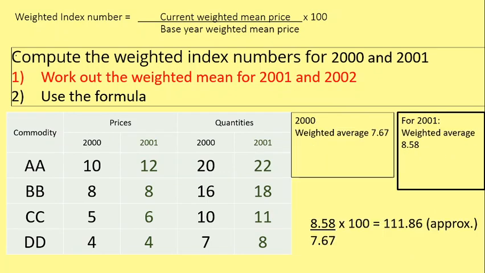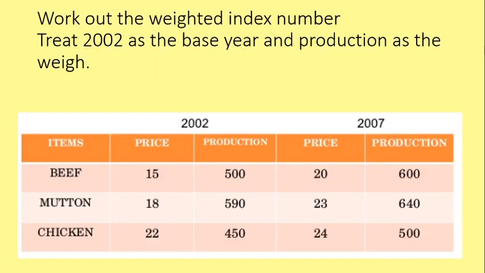Then I just substitute into the formula. So my current weighted mean price will be for 2001, because that essentially would be the current year in this instance, divided by the base year, which would be the 2000. Okay, so 8.58 divided by 7.67 times 100 equals 111.86. That's approximately, because I rounded, so that's a weighted index number of an 11% increase. Okay, now question, go see if you can work it out. Just be careful because the tables are laid out a little bit different to the previous example.